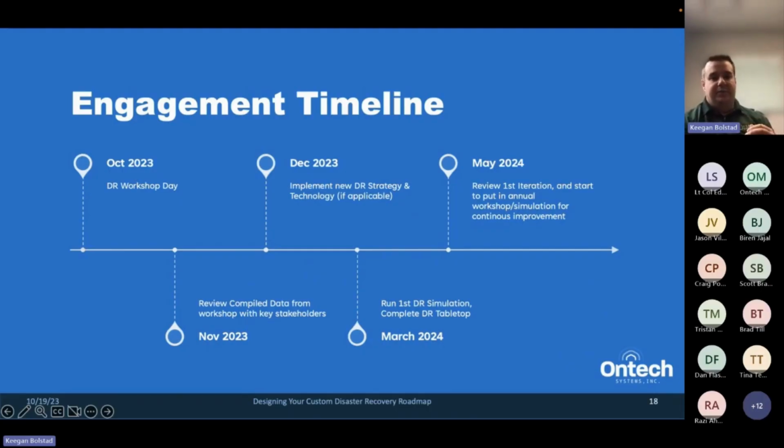We'd come back in November and kind of review all that compiled data. One of the things that was mentioned a lot is making sure IT and executives, ownership are on the same page. So it's here's what we compiled, here's what we did, are we in agreement? We then look to start to implement a new DR strategy or technology if applicable. And then we start to get into that sequence of testing. Run that first simulation, complete a tabletop exercise, and then really start to get an actual first iteration of the plan.